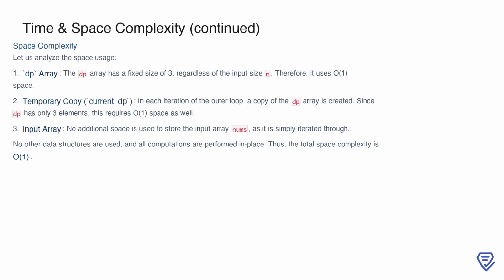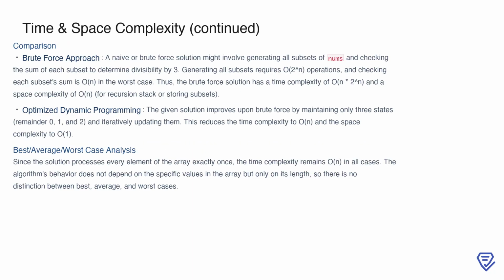The input array itself does not consume any extra space because we are simply iterating through it rather than duplicating or modifying it. No other data structures are used in this solution, and all computations are performed in place. As a result, the overall space complexity of the solution is O(1), which is constant and independent of the size of the input array. To better understand the efficiency of this approach, let's compare it with a brute force method.